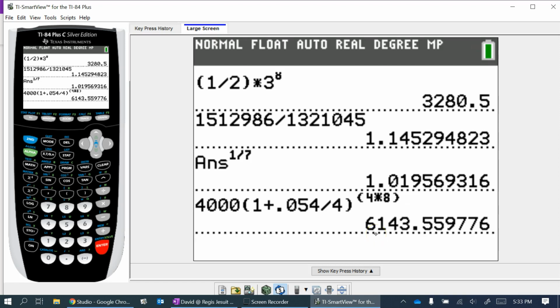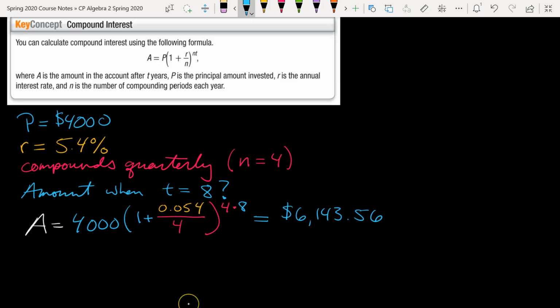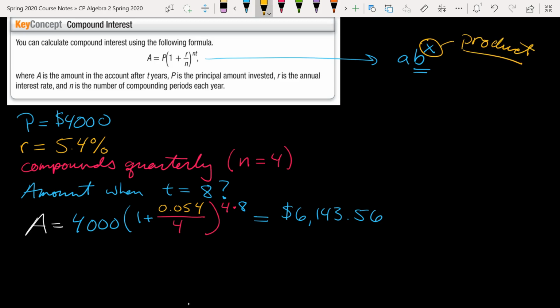So in 8 years, our money has grown from 4,000 to $6,143.56. So we'll see some more examples about this. But it's good to keep this formula in mind, and to remember also that it has the same form that we've seen for all exponential functions. But in this case, b is a little bit complex, and the power that we're raising it to is in product form. You'll get a chance to work with a lot of problems like these, but I hope that these serve as a good example.